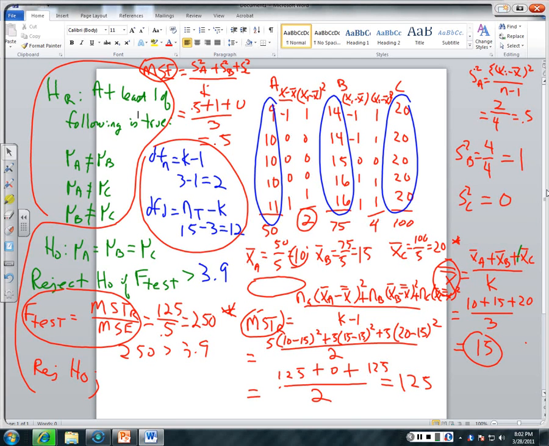Then L2, and then close the parenthesis. You hit Enter, and you will see the F is 250. That's what we got. The p-value there is 1.66 times 10 to the minus 10th. So you'd have 9 zeros before you got to a number. That's a small p-value. You're going to reject H0.